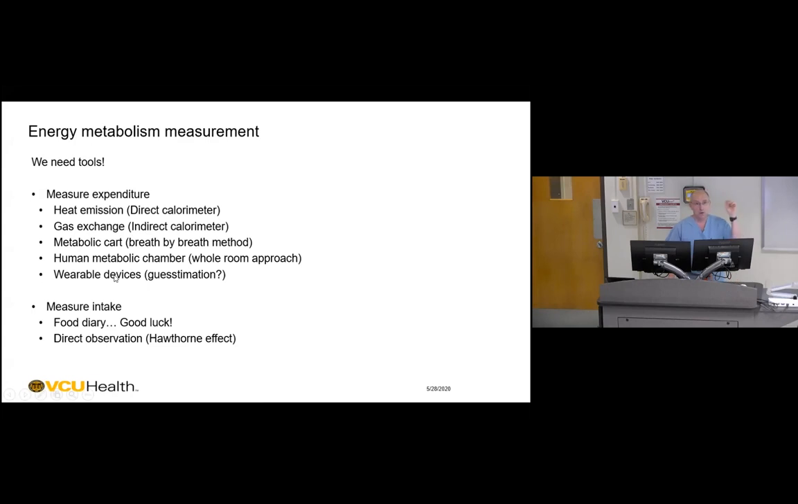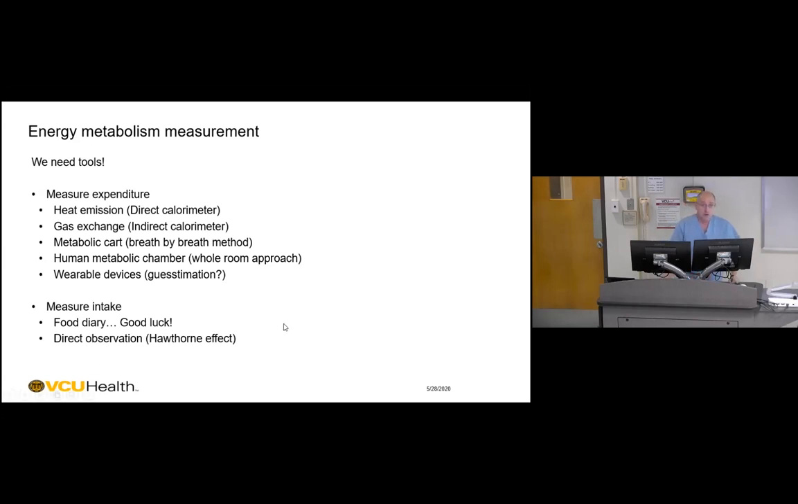In theory, we can use our Fitbits, but what they do, so wearable devices actually guesstimate the energy expenditure. What they give you is just counts of movements. It doesn't describe how much I need to push to move my hand.